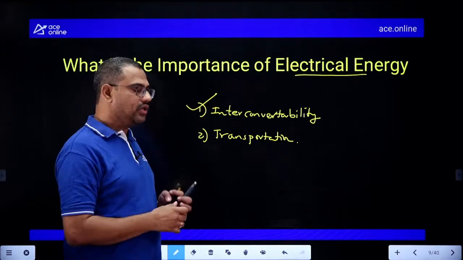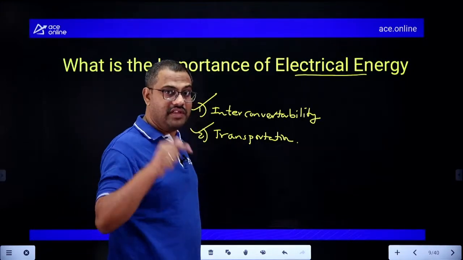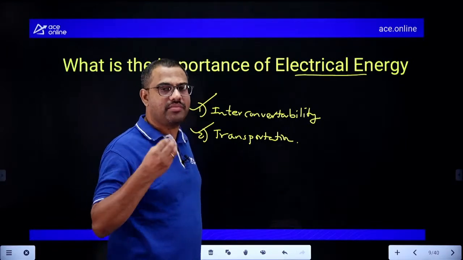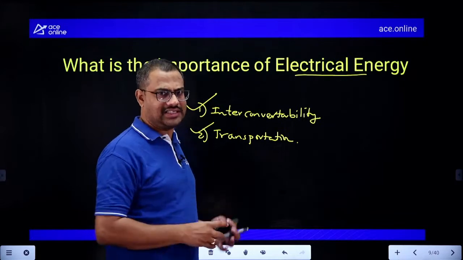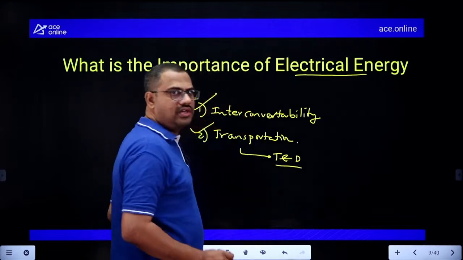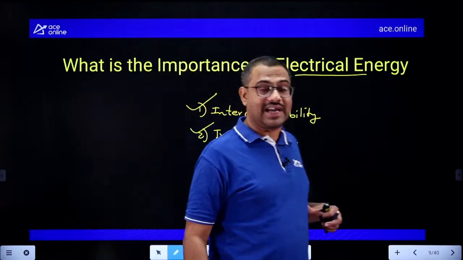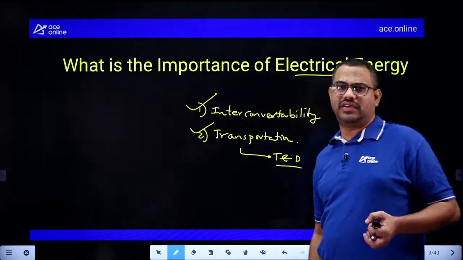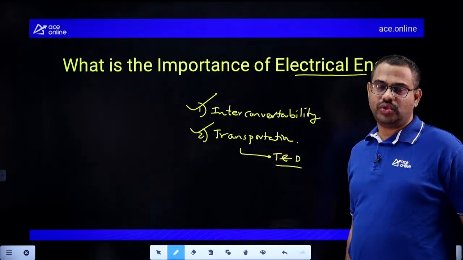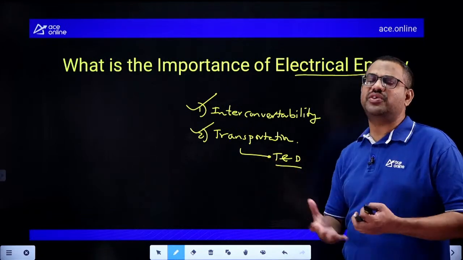Then transportation. The only energy where you can transport in bulk, over long distances, with minimum losses and highest efficiency is electrical. And of course, I require a medium of transmission, that is our conductors. T and D lines are required. Yes, at power level we require T and D lines. Yes or no? At signal level, wireless, that is different. So the beauty of this energy is we can transport at bulk level, that too over long distances, with highest efficiency and minimum losses. Of course, we require transmission and distribution lines.